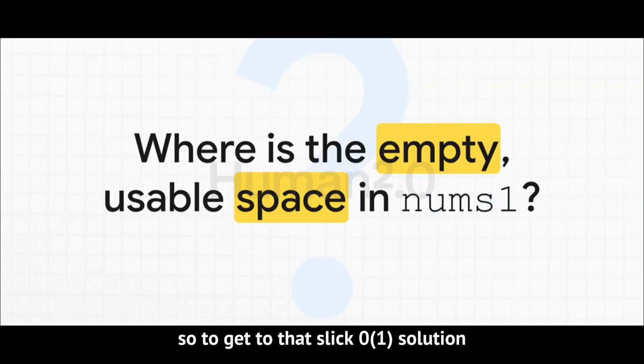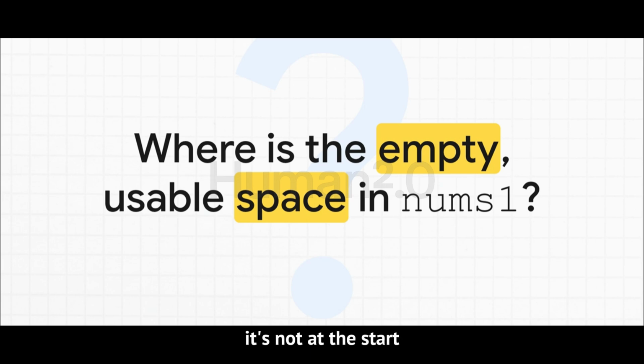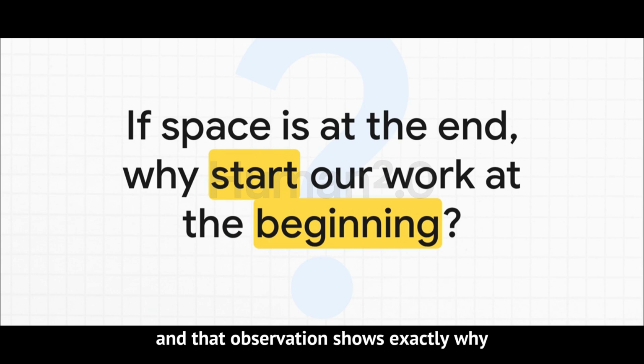So, to get to that slick O(1) solution, we've got to go back and look at our inputs really carefully. Let's ask a simple question. Where is the empty, usable space in nums1, right? It's not scattered around, it's not at the start, it's all packed neatly at the very end. And that observation shows exactly why our first idea was kind of clunky. We were trying to build our new sorted list starting from the front, but that's where all our important numbers are. Every time we'd place an element, we'd be in danger of overwriting another number that we haven't even looked at yet. It's a mess.